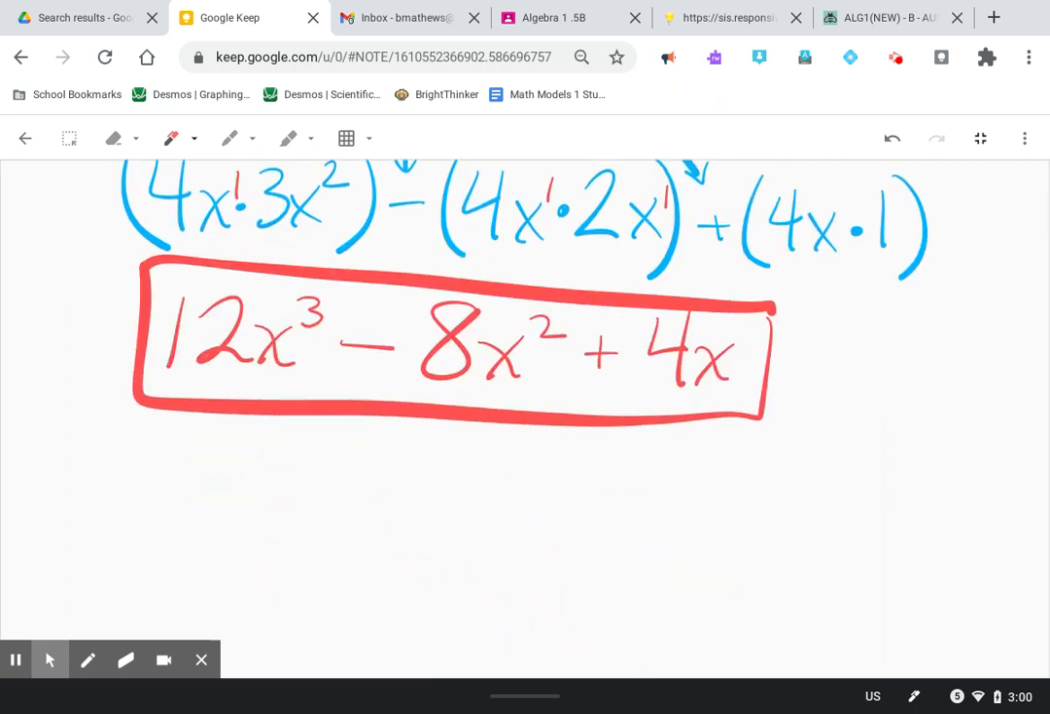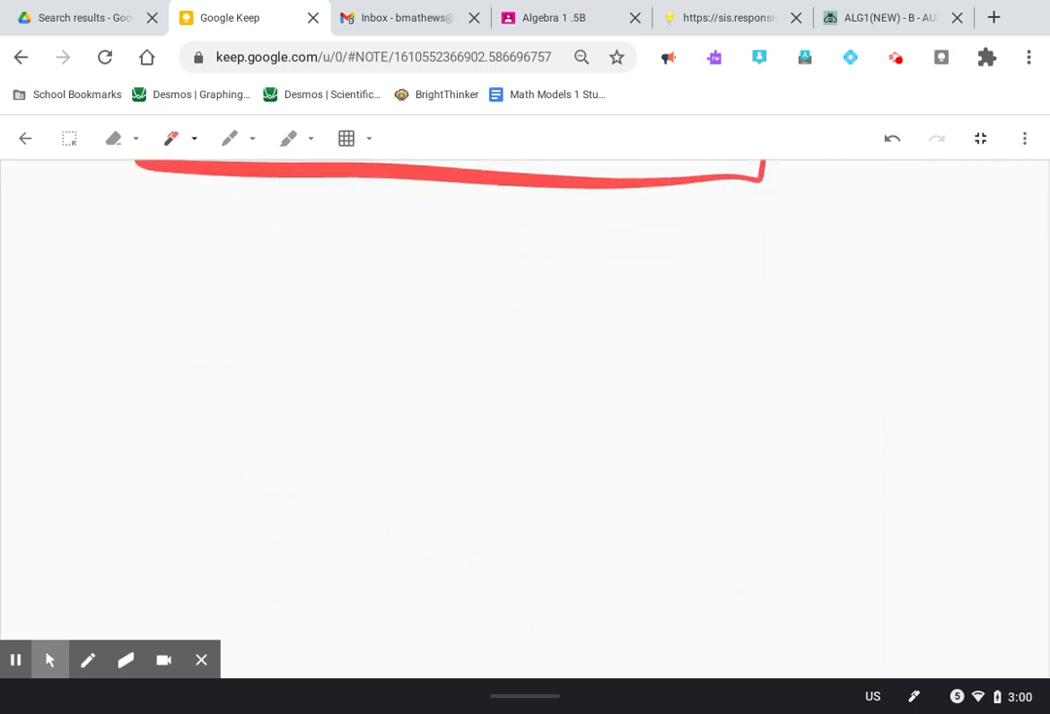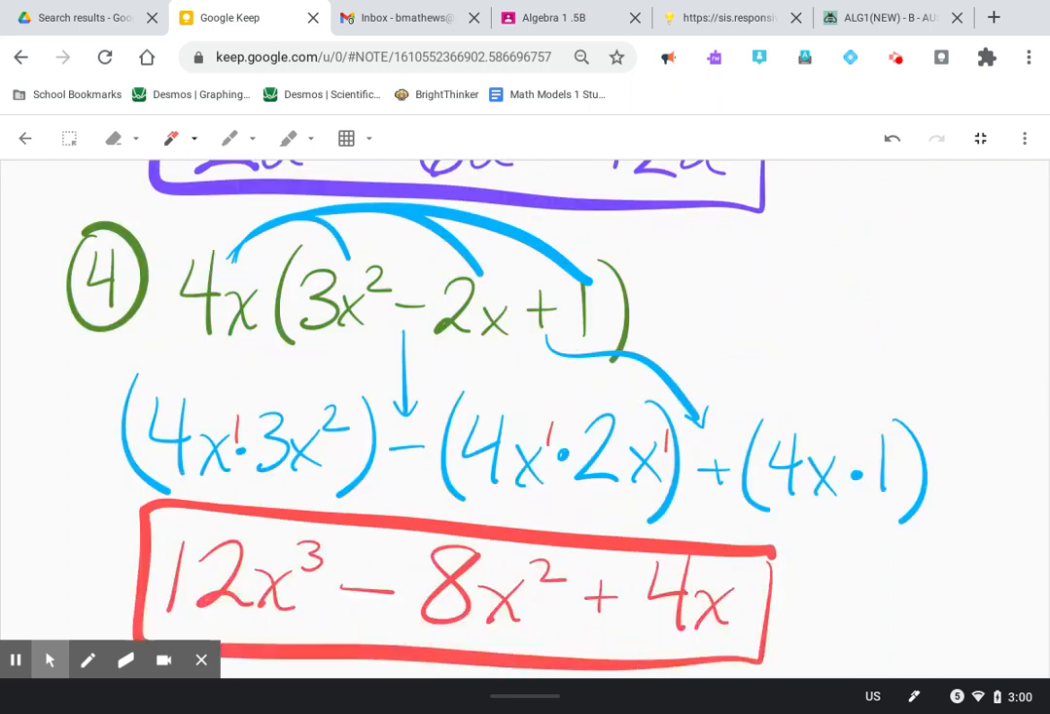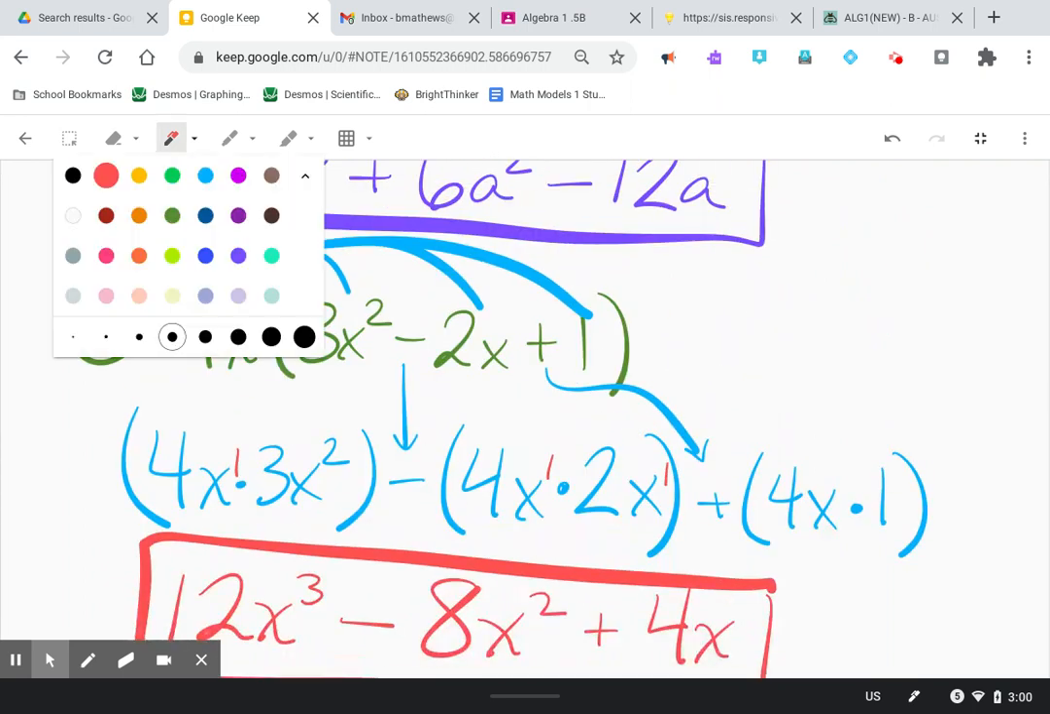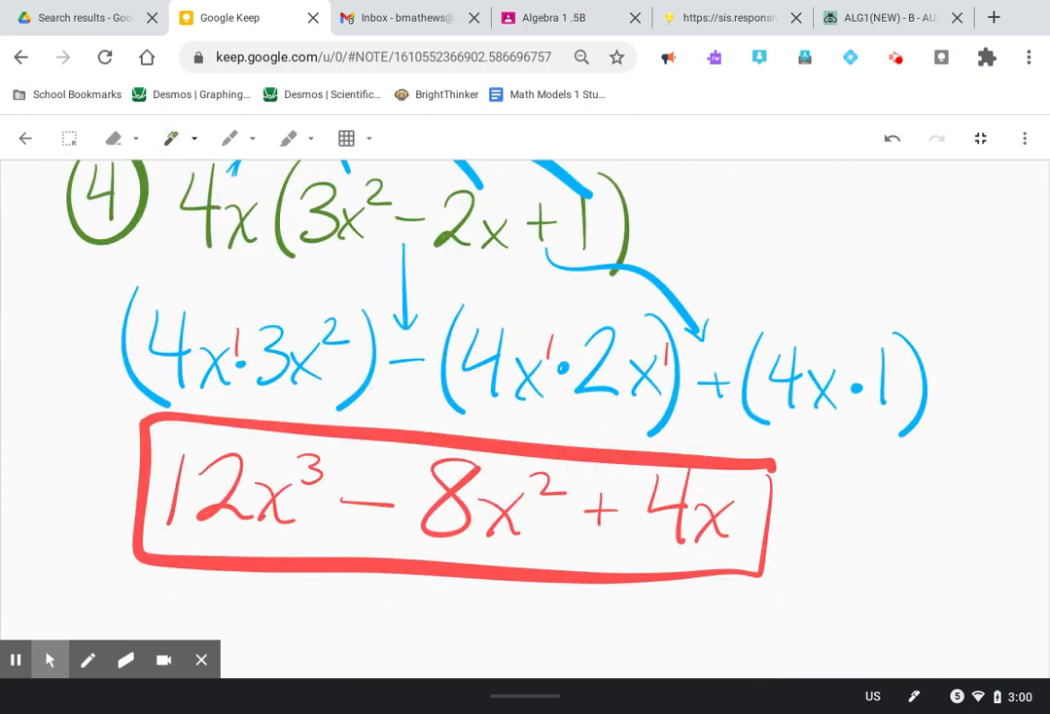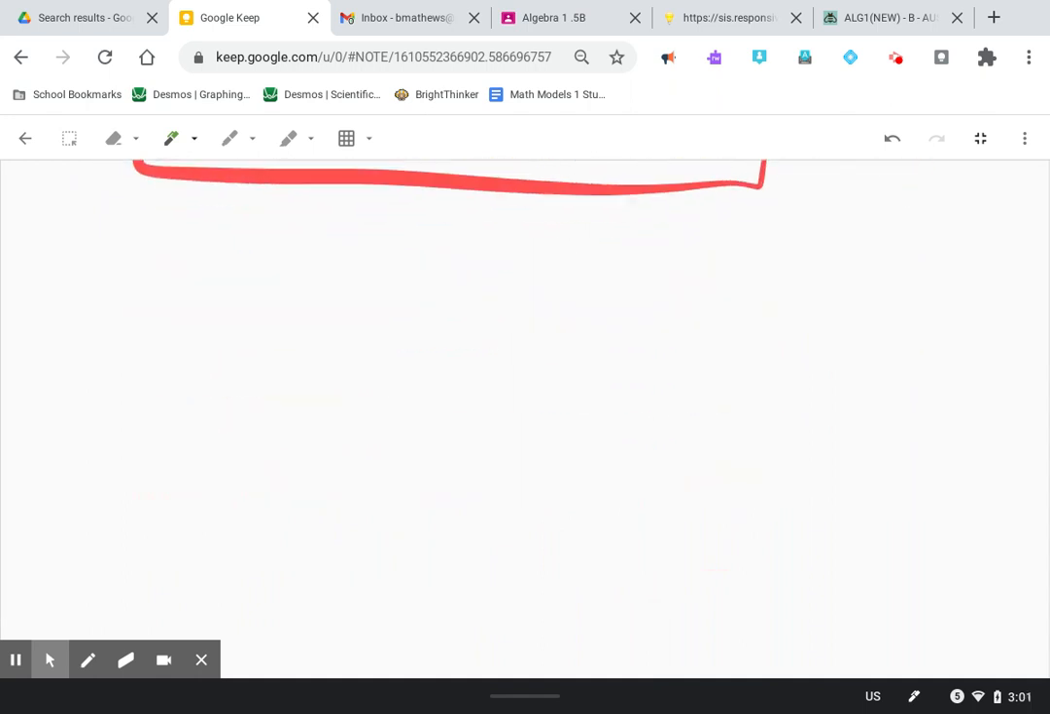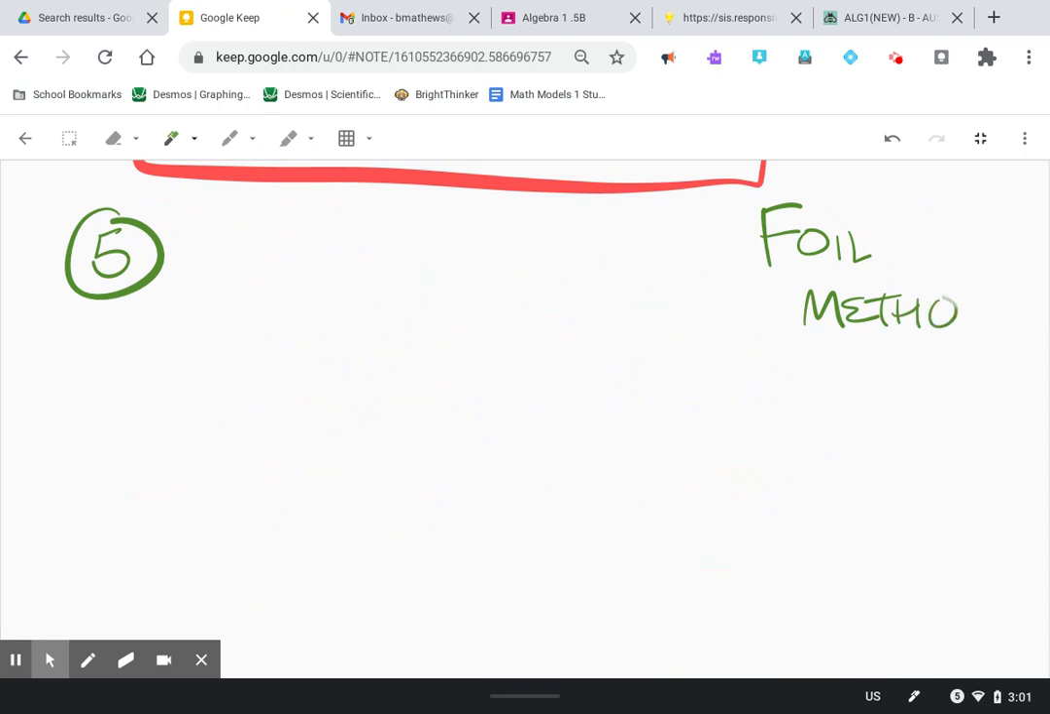All right, let's keep moving. So that would be the end of where we have a monomial times polynomials. So what comes after this is going to be problems that we call the FOIL method. So the FOIL method is a way of multiplying binomials times binomials. So let's say I have this.